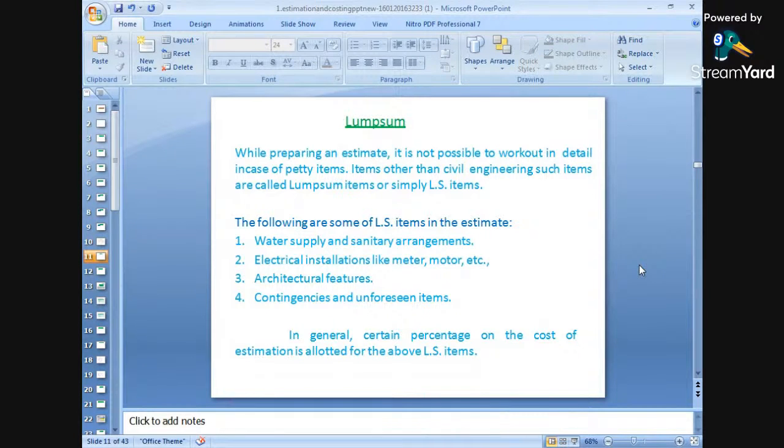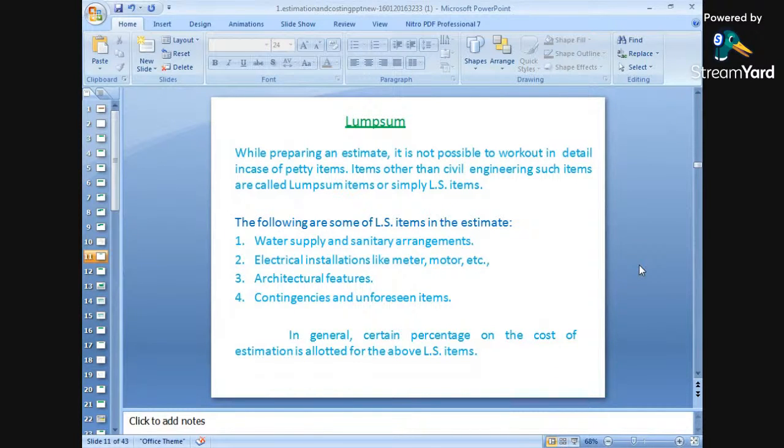Next, the following are some of the lump sum items in the estimate. Number one is water supply and sanitary arrangements. We have to arrange some amount for pipelines, water supply lines, and sanitary arrangements. Number two is electrical installations like meters, motors, etc. Electricity is a must for any site nowadays, so electrical installations like meters and motors are also required.